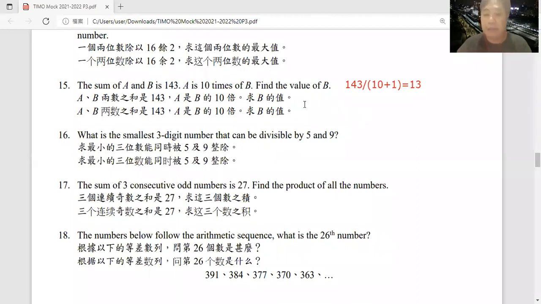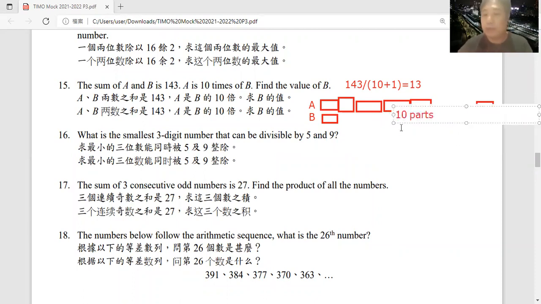Now, let's see. I've separated into A and B. Because A is 10 times B, if B is one part like this, then A will be 1, 2, 3, 4, 5, and so on, up to 10 parts. So there are a total of 11 parts, 10 plus 1. So you just divide 143 by this, and you get 1 part, which is B.